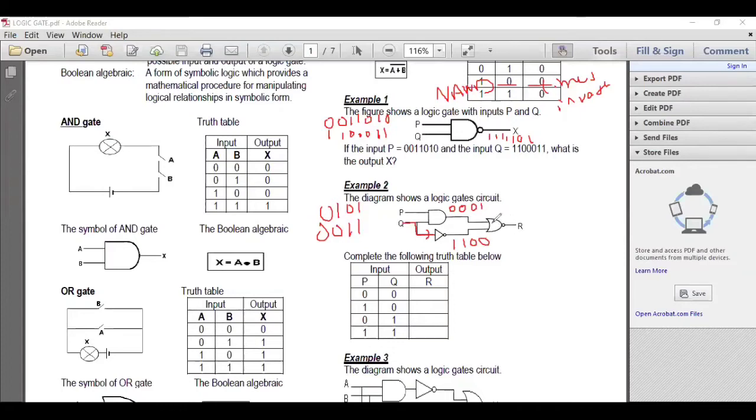Next, this is the NOR gate. For a NOR gate, you must add, followed by inverse. 0 plus 1 gives 1, inverse becomes 0. 0 plus 1 gives 1, inverse becomes 0. 0 plus 0, inverse becomes 1. 1 plus 0 is 1, inverse becomes 0. Then you write the order: 0, 0, 1, 0. So this is the question that usually comes out in objective.